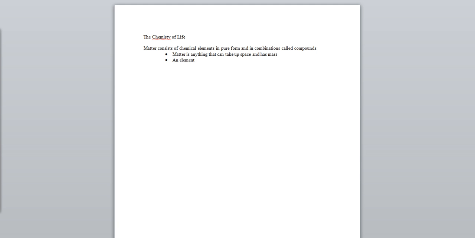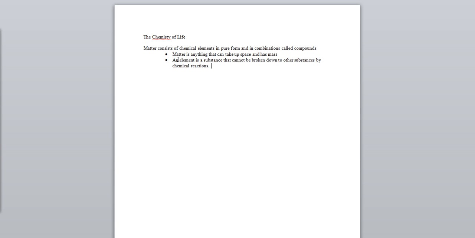An element is a substance that cannot be broken down to other substances by chemical reactions. So if you had, say, gold, copper or oxygen, if you keep breaking them down, they won't retain the same properties as they exist as the normal elements.